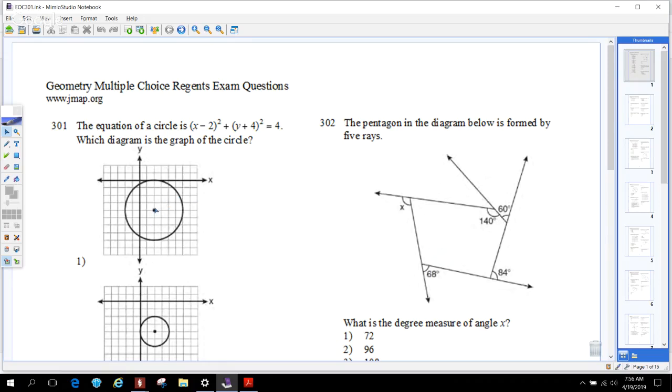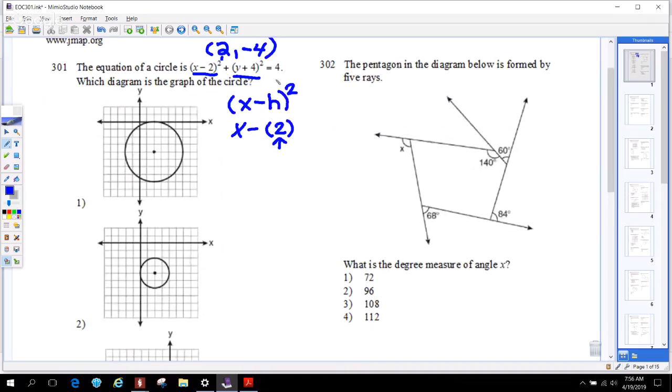So here's an example. At least they were kind enough to give you the points. Well, if we look here, we see -2, +4. So we know our center has to be the opposite signs. The reason why is the formula is x minus h squared, so really we're saying x minus +2. And that's why the signs are switched. So we're looking for something that's +2, -4, so it has to be in the fourth quadrant.